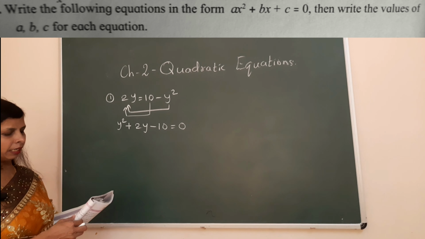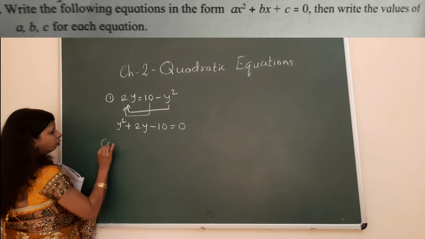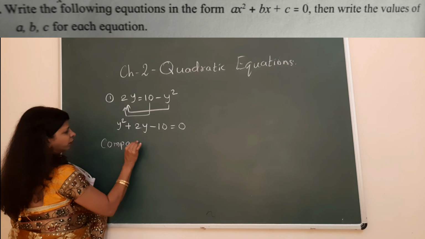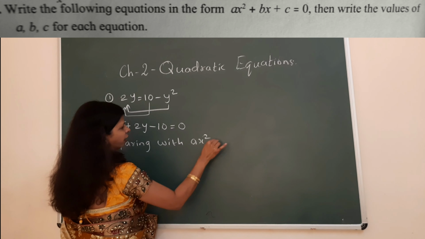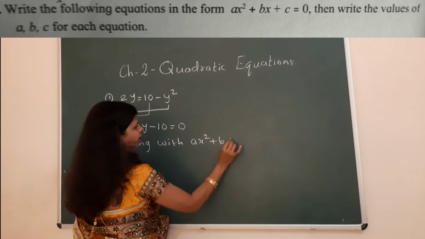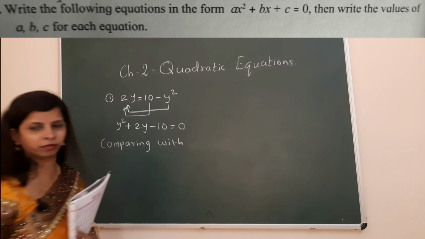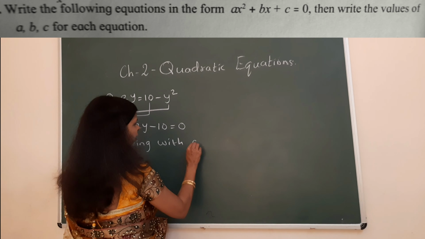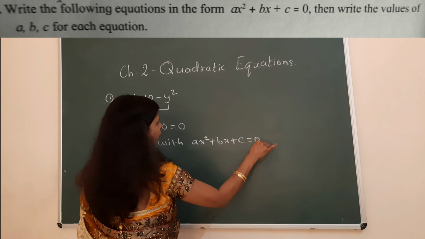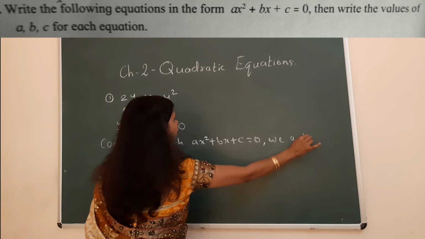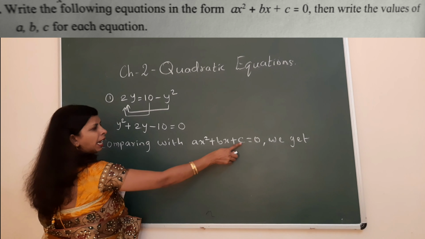Next part in this, write the values of a, b and c. So we need to compare this with ax square plus bx plus c equal to 0. We need to find out the value of a, b and c.